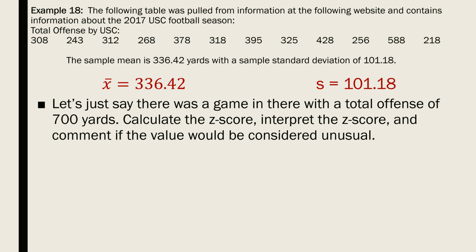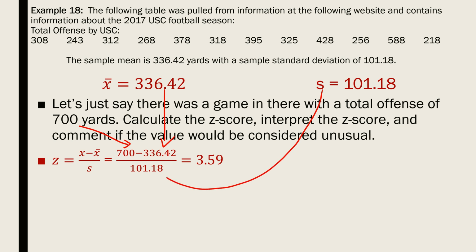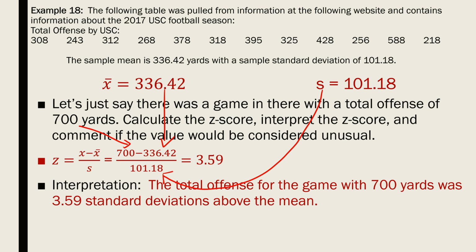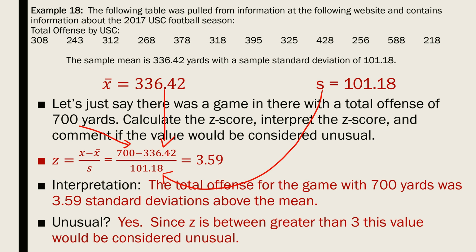Let's say there was a game in there with a total offense of 700 yards. Let's calculate the z-score. We put the 700 here as the value of x. We use the value of x bar, and we use the value of sample standard deviation to get the positive z-score, 3.59. It means the total offense for the game with 700 yards was 3.59 standard deviations above the mean. It is an unusual z-score because this z-score is greater than 3. This value will be considered unusual.